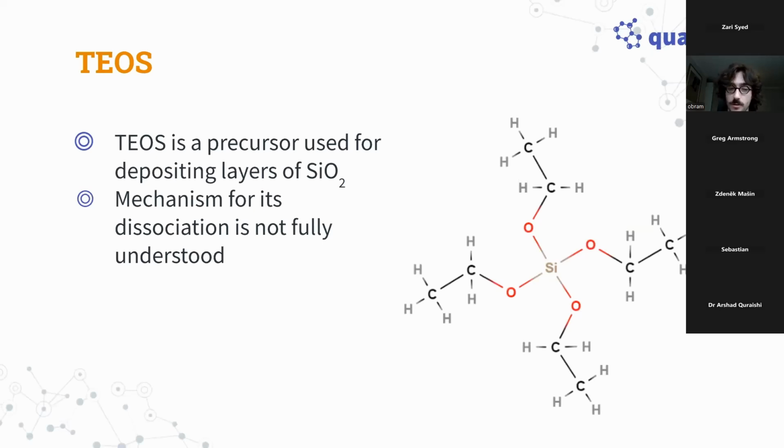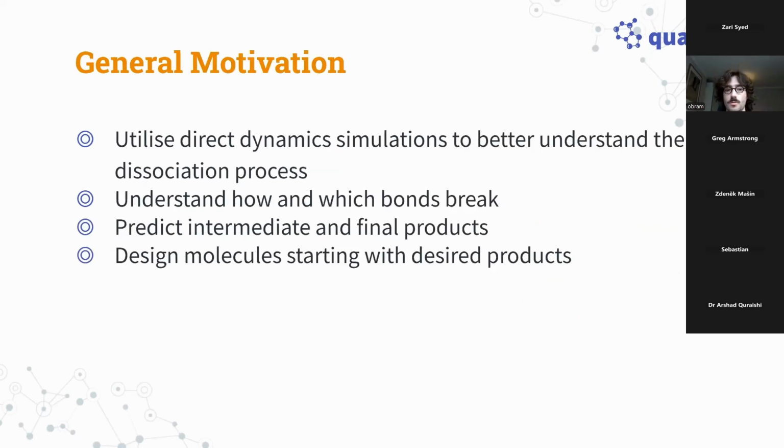And it's obviously really useful to understand how molecules are breaking apart in plasma. So we are going to use a direct dynamics simulation to try and understand this process so that we can understand which bonds are breaking, how they're breaking, and we can use that then to possibly predict what the intermediate and final products are. And in the long term, we're hoping that we can use this information to design molecules that will produce products that we properly desire.